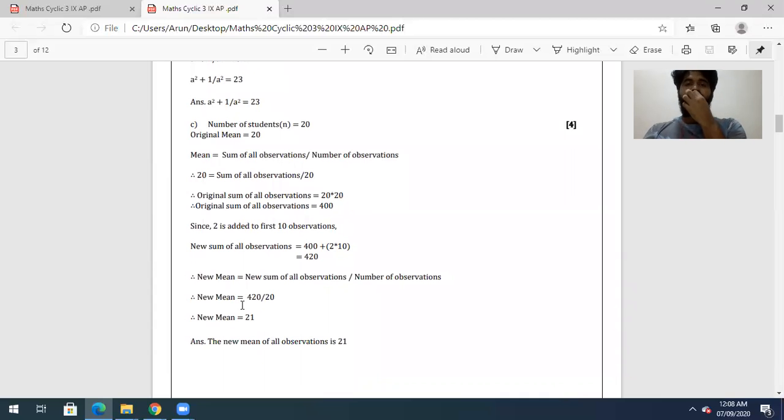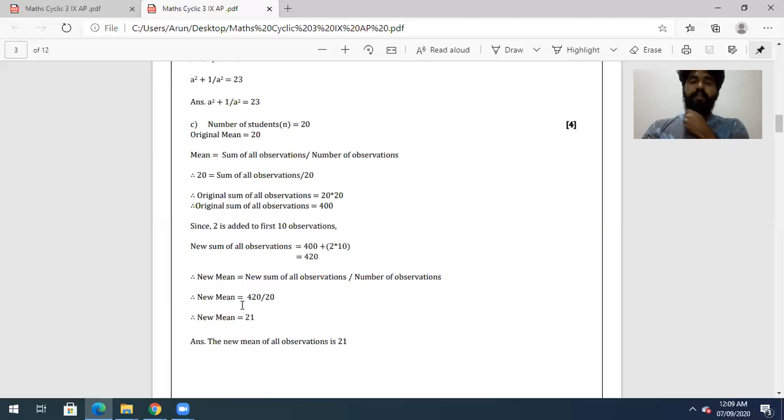Next, the mean of 20 students is 20. If 2 is added to the first 10 numbers, find the new mean of 20 numbers. So the number of students n is given to us as 20. The original mean is 20 as well. We know the formula for mean is sum of all observations upon number of observations. Therefore, 20 is equal to sum of all observations upon 20. Therefore, the original sum of all observations would be 20 into 20, which is equal to 400.